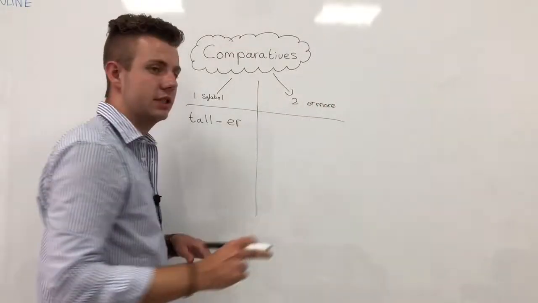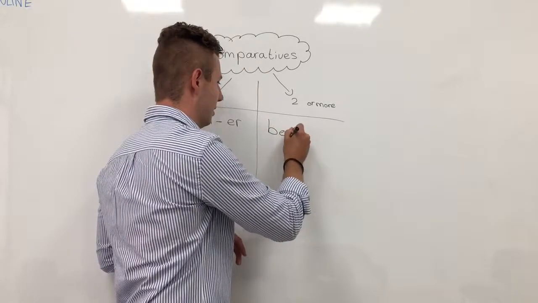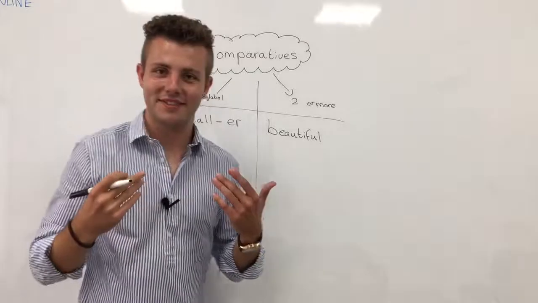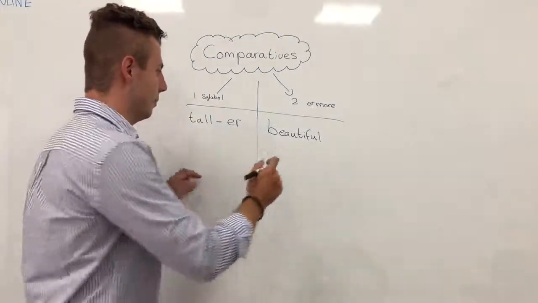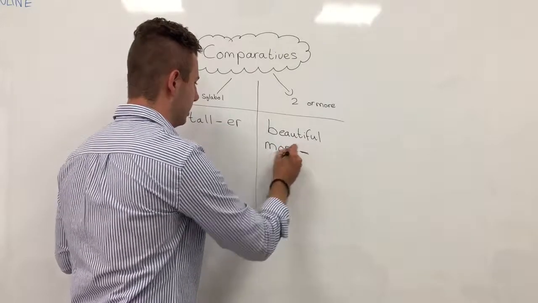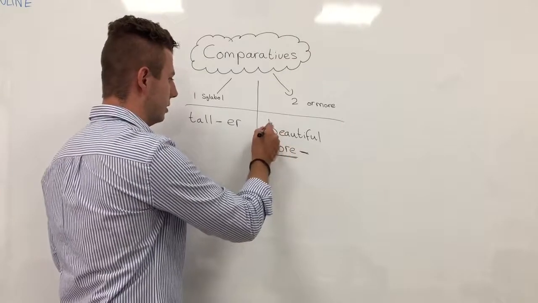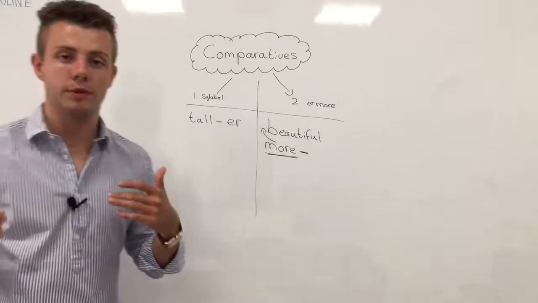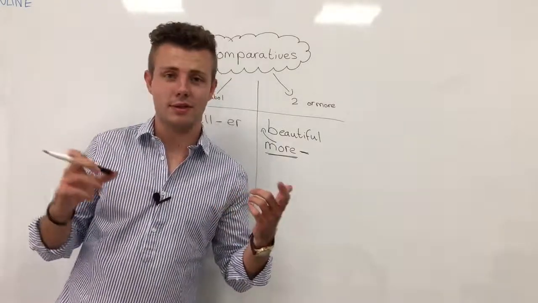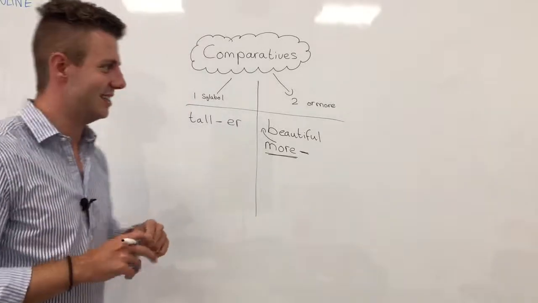If it's got two or more syllables, beautiful. Like me, of course. Beautiful. We put more behind it. Notice the more goes behind. It would be more beautiful. Oliver is more beautiful than Karen. Tall. Oliver is taller than Karen.